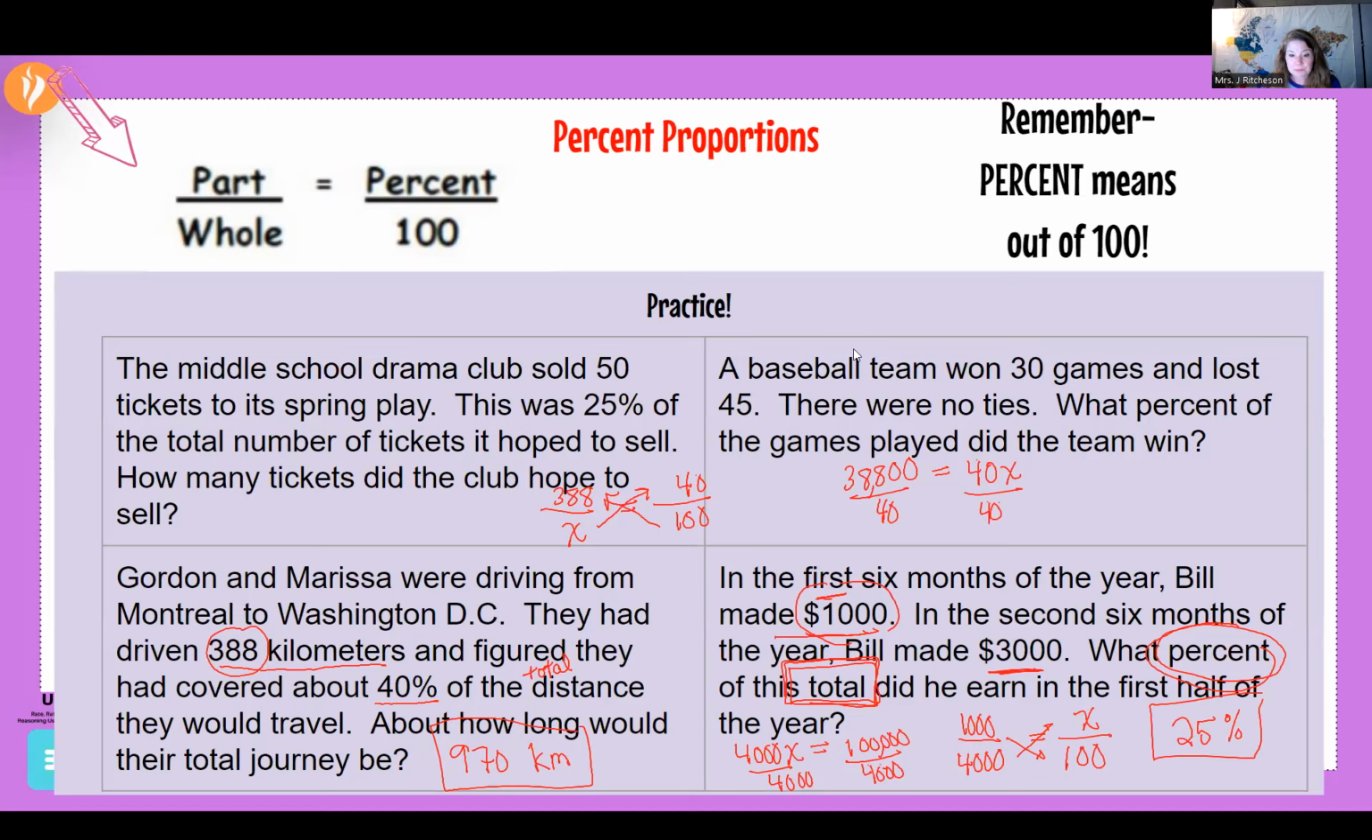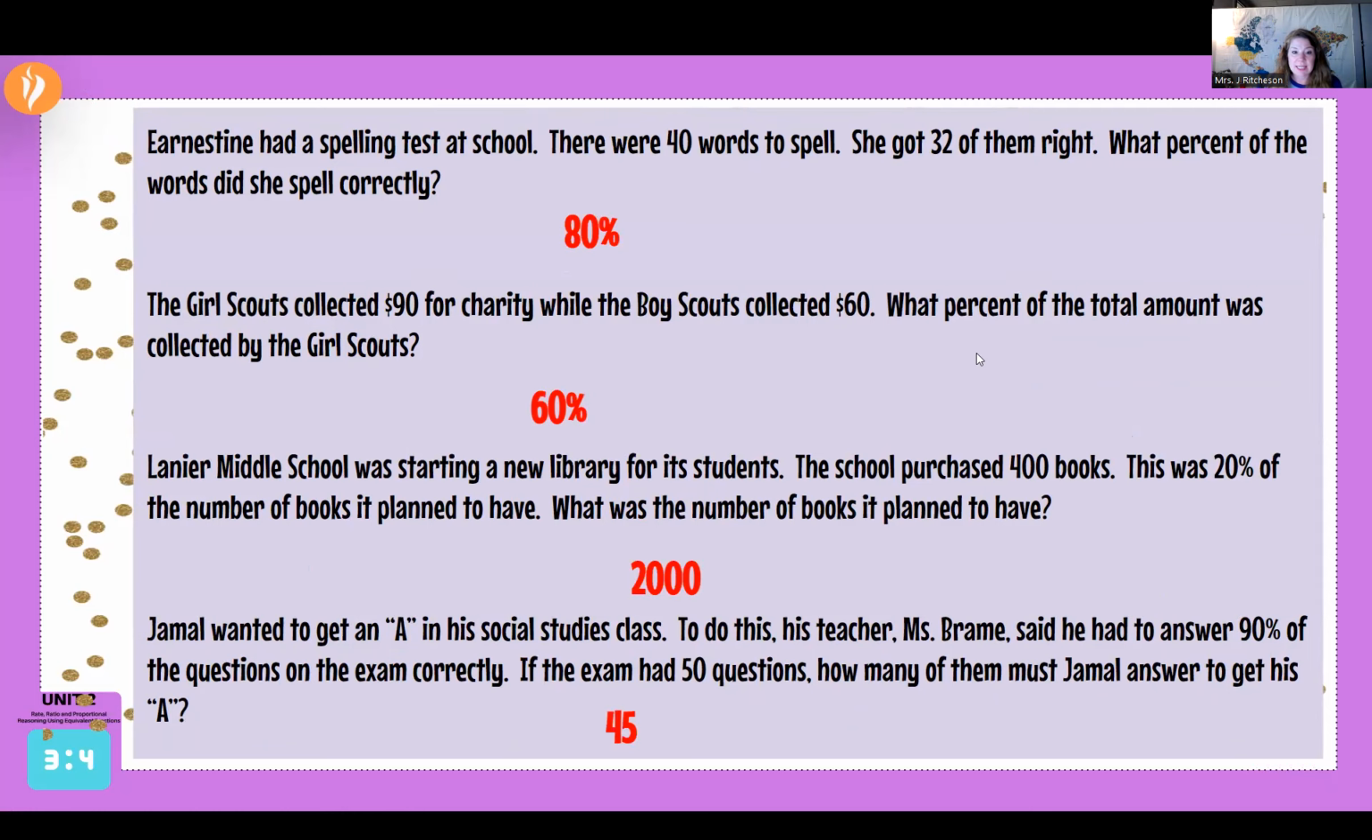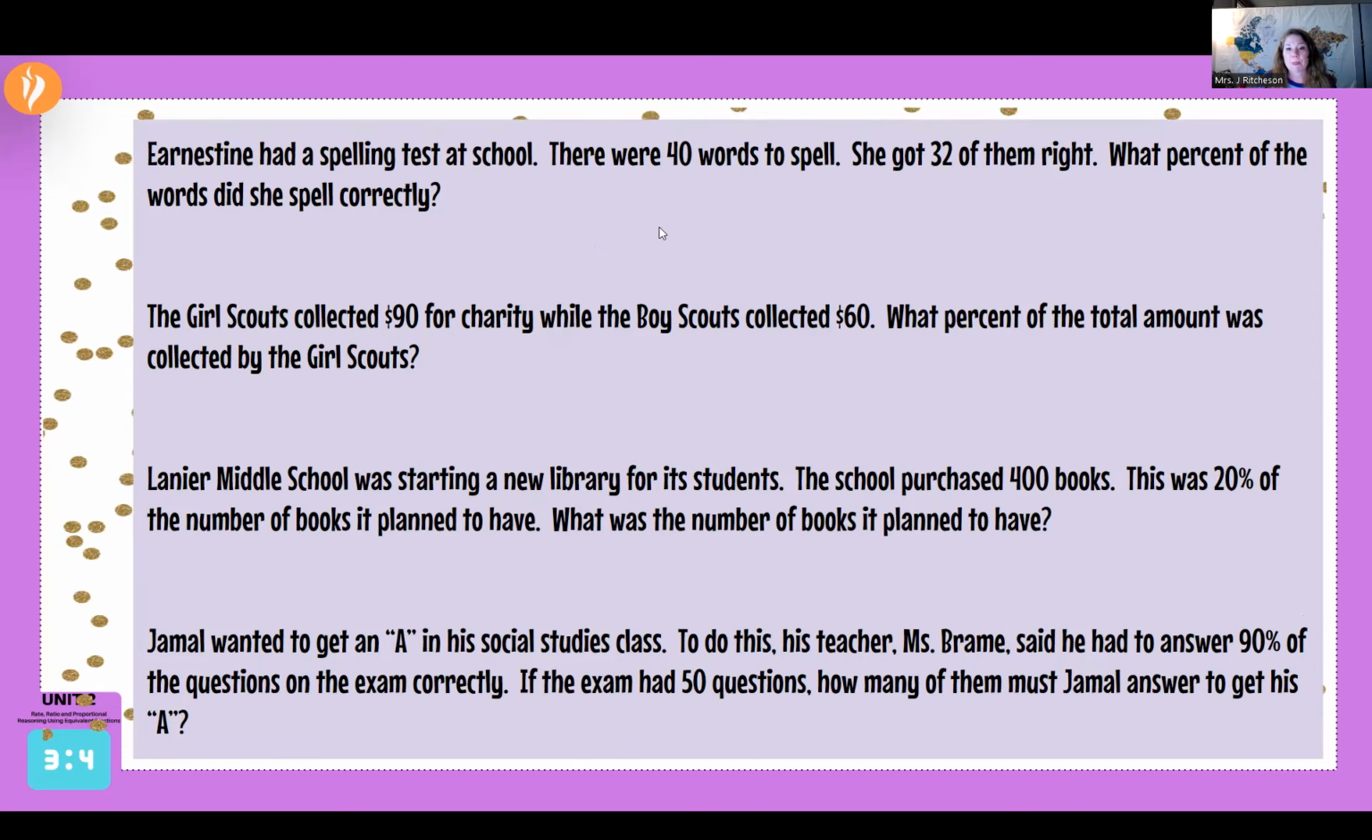Not too bad. All right, so I want you guys to see if you can answer these questions. I want you to set up your proportions, and I want you to figure out the answers to these. And then I have the answers here on the screen. And the reason I'm doing that is so after you do the problems, check your answers. And if your answer's wrong, I want you to reread the problem and figure out, either I used the wrong number or I put one of the numbers in the wrong spot.